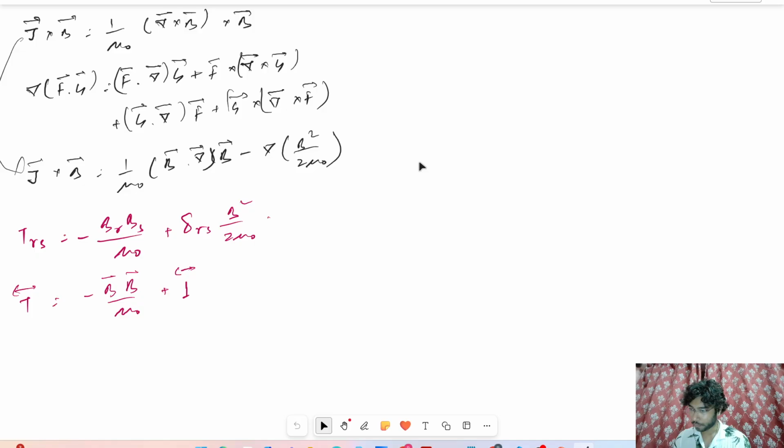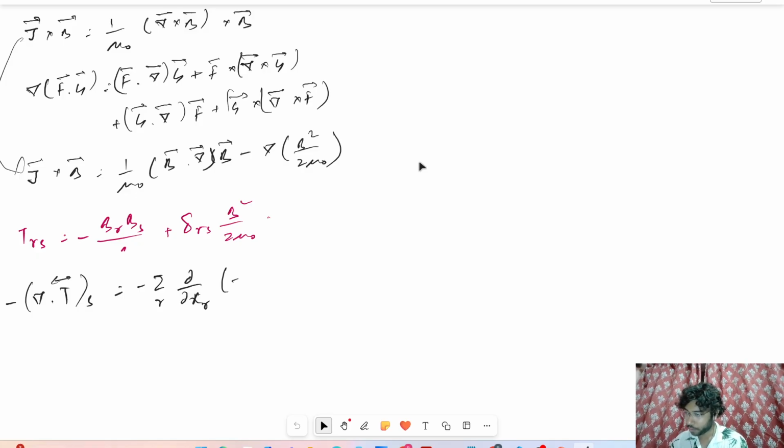So this is the definition of T_RS. This is just how we define it. Now we just want to see what del dot T looks like. So this will be del by del x_R of minus B_R B_S by mu naught plus delta_RS B square by 2 mu naught.